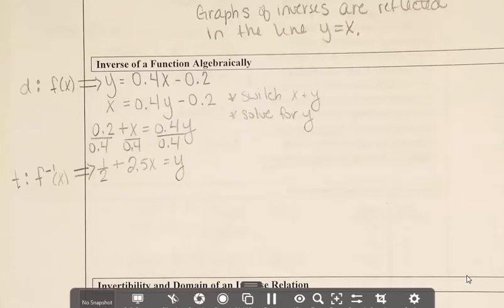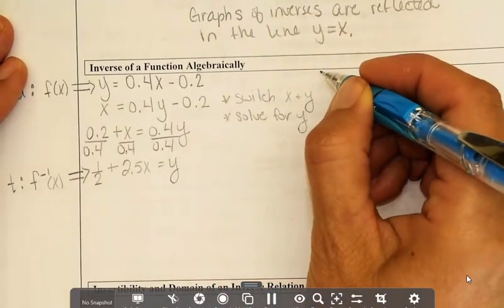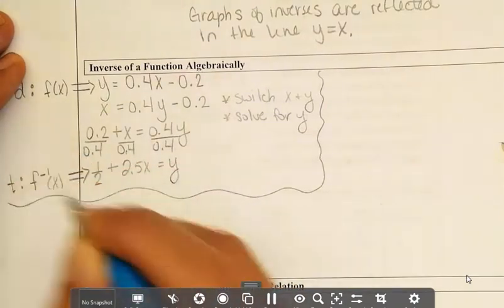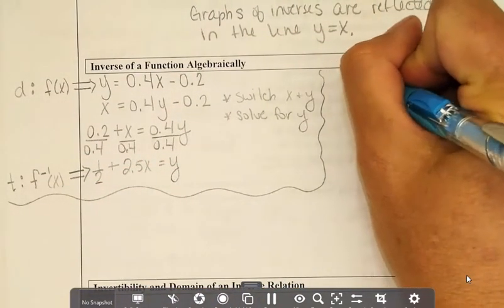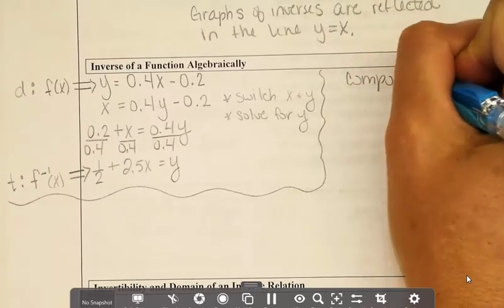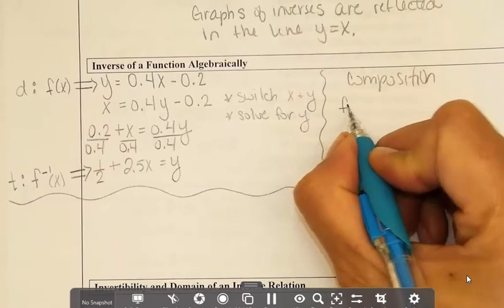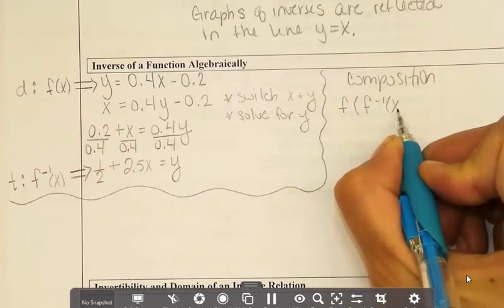Now what happens if I compose these two functions? Hopefully this is familiar to you. This was actually finding the inverse function, so I'm going to divide that off. Now, what about composition of these two functions? For example, if I take f, and into that I plug the inverse of f.